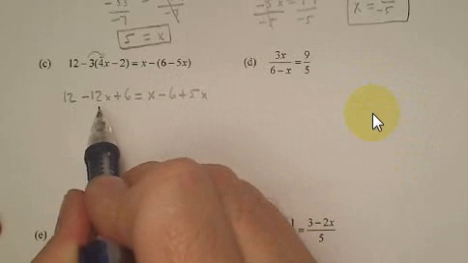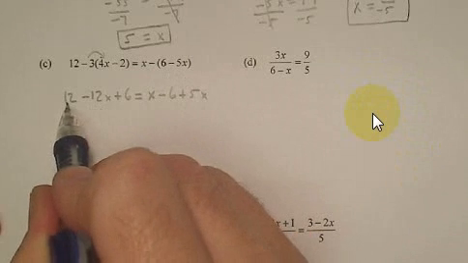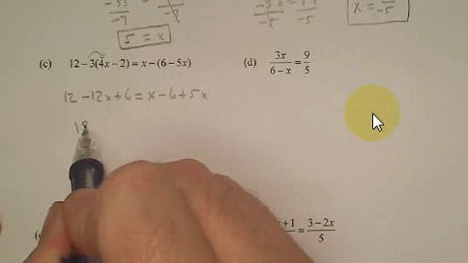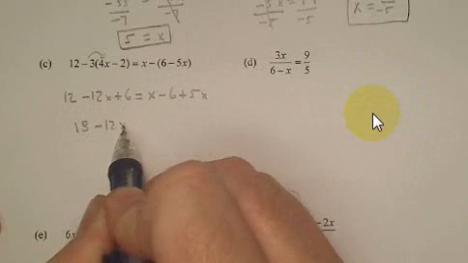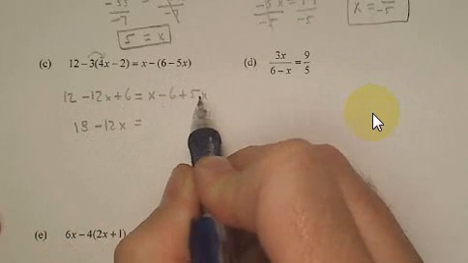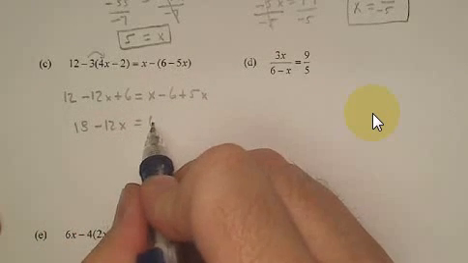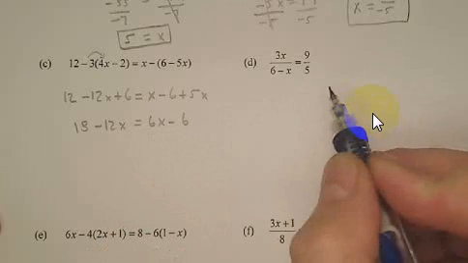If you combine like terms before you start moving things, that's a safe thing to do. So that 12 plus that 6 is 18 with the minus 12x. And this x and this 5x can also be combined. If you add them together, you get 6x. Now you can start moving things.